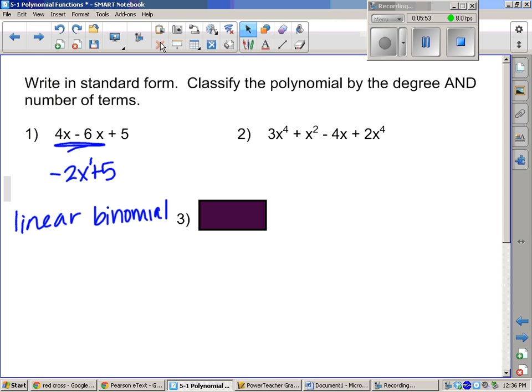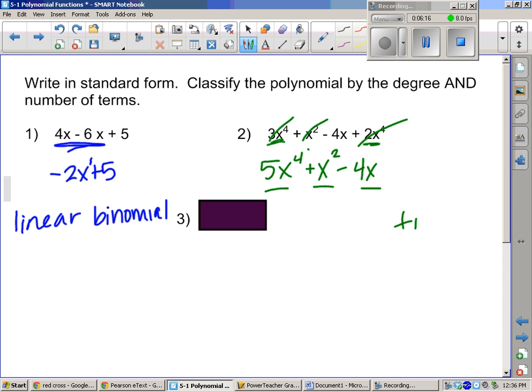Okay, the next one. Is it simplified? No, I see some powers of 4 that can go together. 3 and 2 makes 5x to the 4th. Not x to the 8th? No, you're just adding. How many x to the 4ths do we have? We have 3 there and 2 there. All right, next is x squared. There's only the 1, and then minus 4x is done. So we have 3 terms. That's called a trinomial. And then it's the power of 4. So we call that quartic.